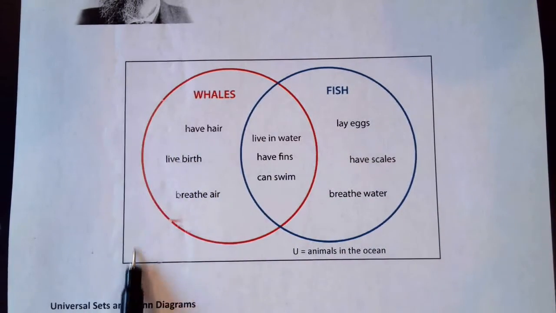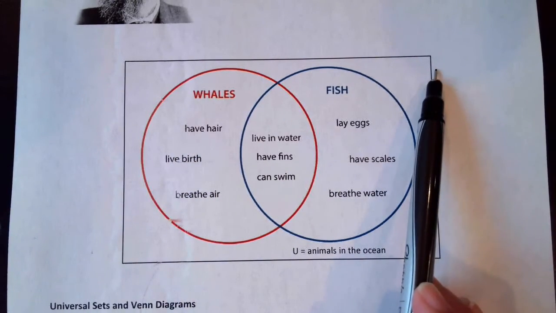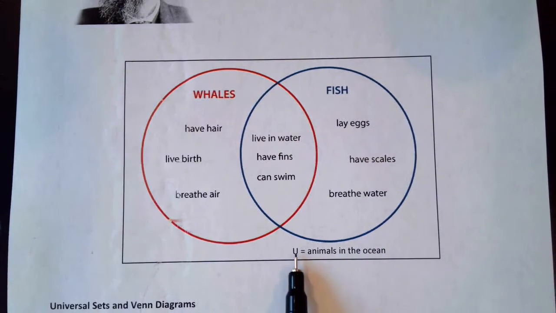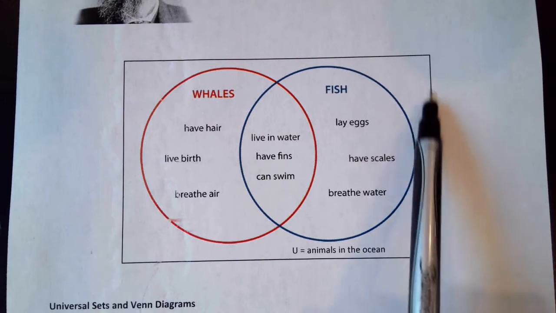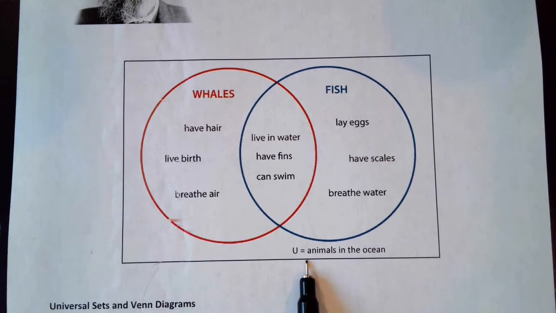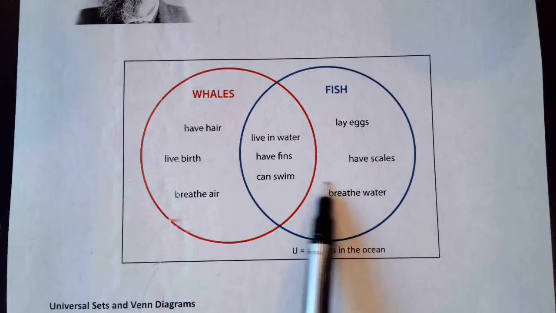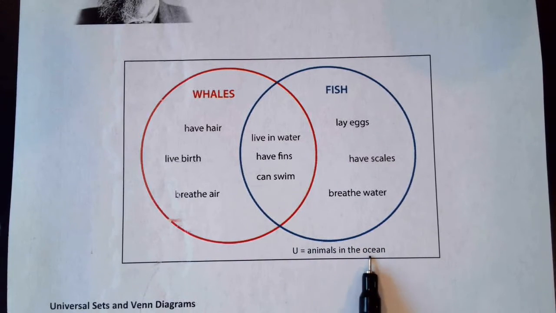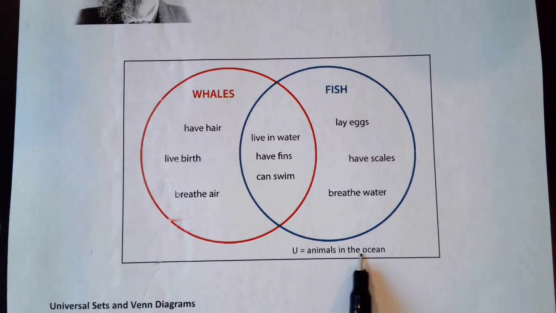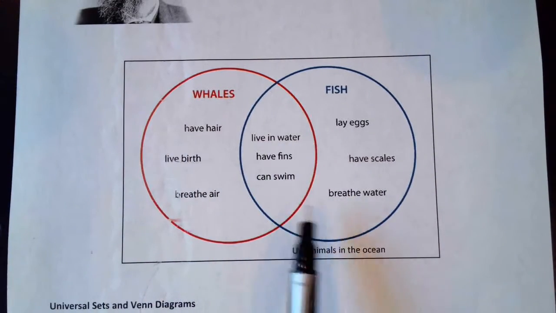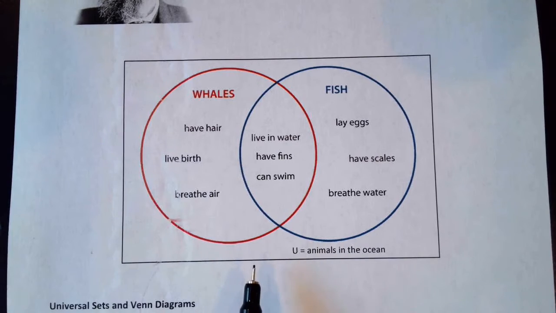So you're going to see a rectangle around your diagram. That's an important part of your rectangle. And then you're going to have a U down here. So U stands for universe, and that's also the universal set. And that means that everything in this rectangle belongs to whatever the universal set is. So for this example right here, it's animals in the ocean. So this rectangle is the set of all animals in the ocean. And then the little circles in here are going to each have their own. They're going to be more specific. They're going to each have their own characteristics.